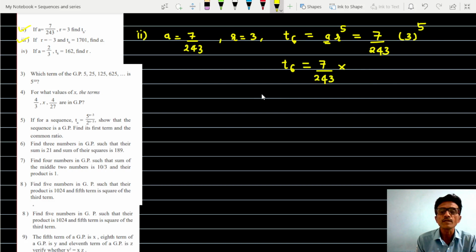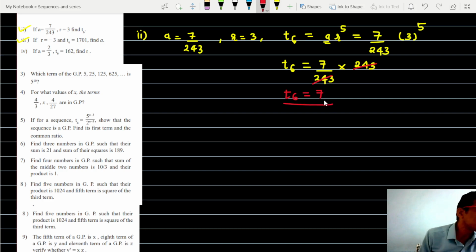It is 81 into 3, that is 243. 243 होता है, that is 3 raised to power 5. Now this 243 is getting cancelled and finally you are getting T6 is equal to how much? 7. So sixth term of this GP is what? 7.